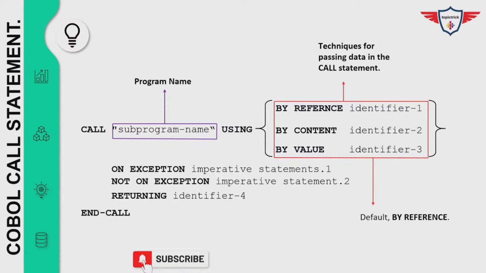The next set of parameters are on exception, not on exception, and returning. These three parameters are generally used to execute a set of statements that you want to execute in case a specific condition happens. For example, you're calling a program and the call fails for any reason. Then the set of statements you specify under on exception will be executed. Now let's discuss these three parameters one by one.